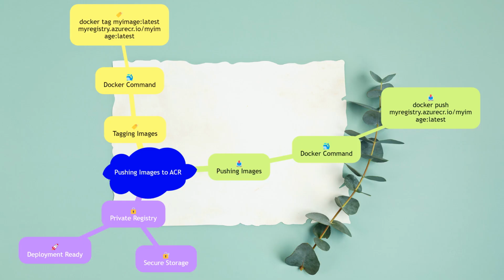Pushing images to ACR involves tagging your local Docker images with the ACR login server name and then using Docker commands to push them. For example, you can tag an image using docker tag myimage:latest myregistry.azurecr.io/myimage:latest and push it using docker push myregistry.azurecr.io/myimage:latest. This makes the image available in your private registry for deployment.